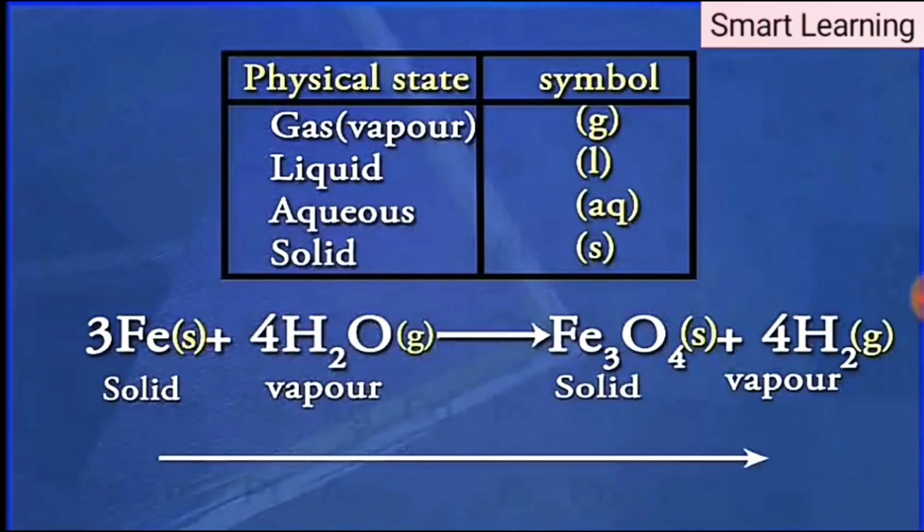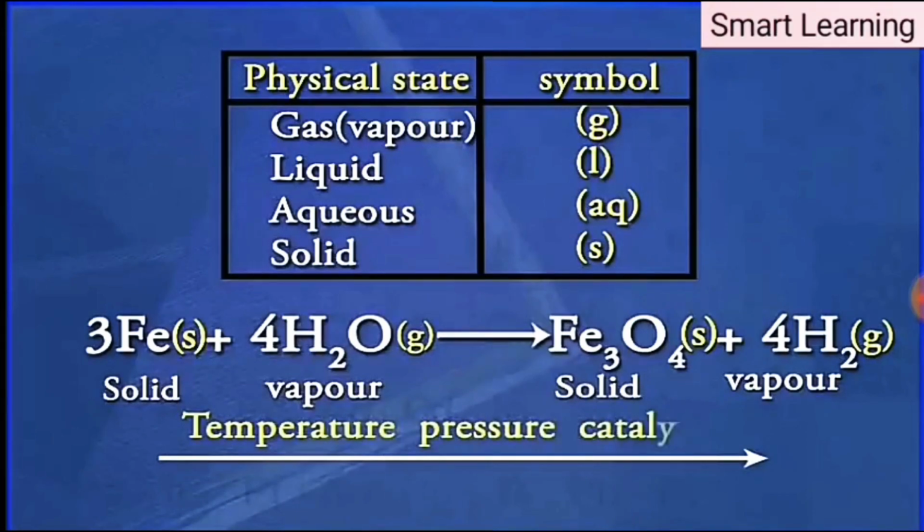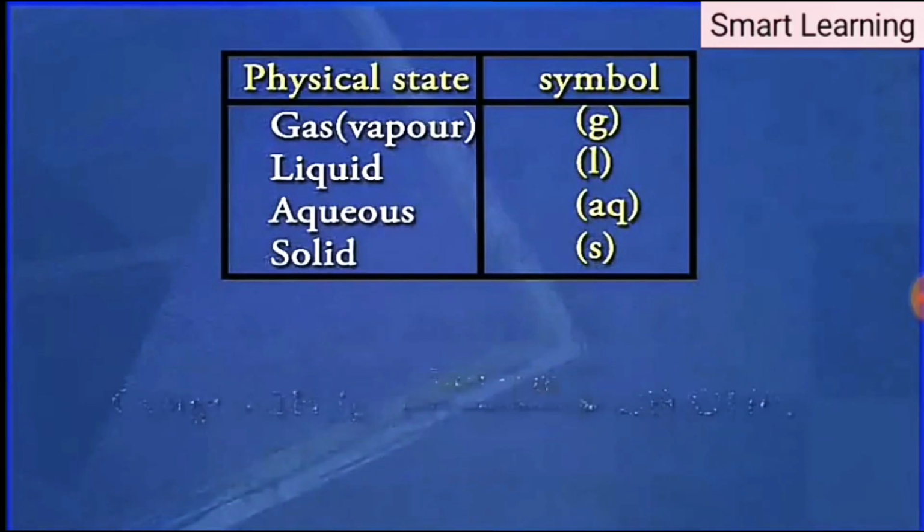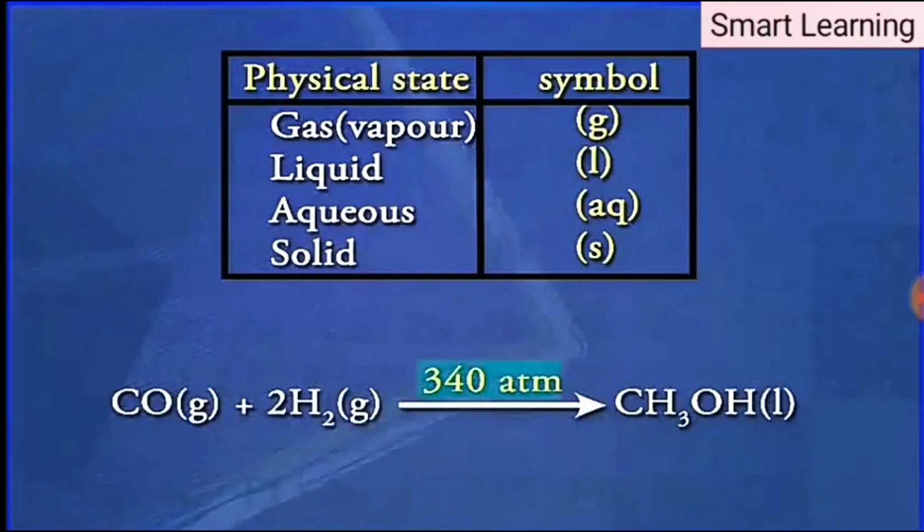Sometimes the reaction conditions such as temperature, pressure, catalyst, etc. are also indicated above or below the arrow in the reaction. In this example, 340 atmospheres indicates the pressure at which this reaction occurs.